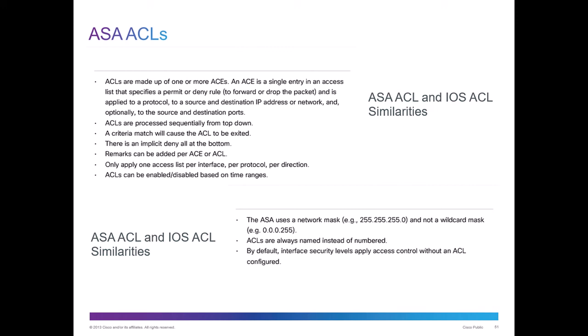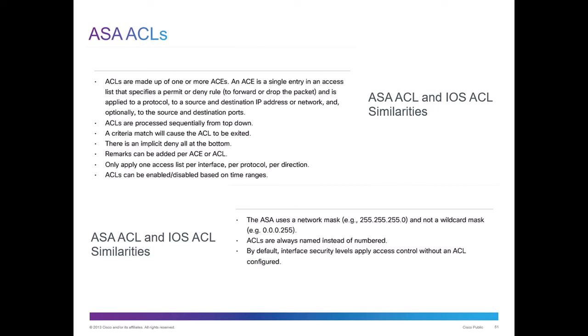So if you don't have an ACL configured, depending on your security level, you're immediately going to have access control done to it. So you're going to be checking all the data that's coming in. If you have a security level of 0, for example, there is a firewall that is automatically configured because all the data that's coming in from that specific interface is untrustworthy.